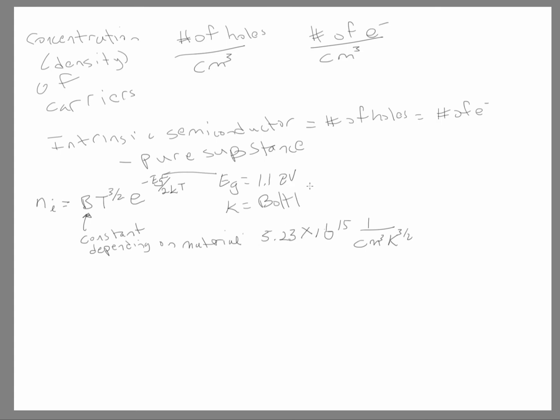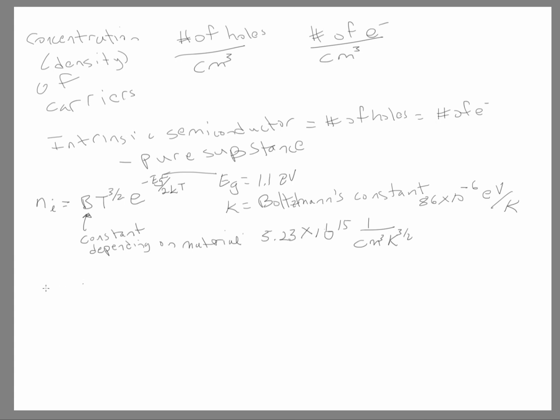Okay, so the Boltzmann constant, for us that is equal to 86 times 10 to the minus 6 electron volts per Kelvin. Okay, so we have everything that we need here to calculate out what the intrinsic number of carriers is for silicon.